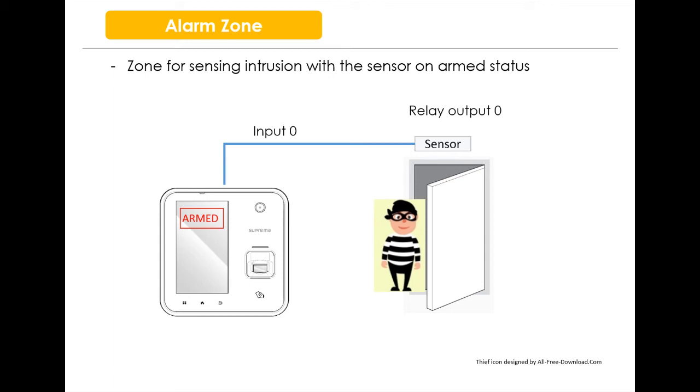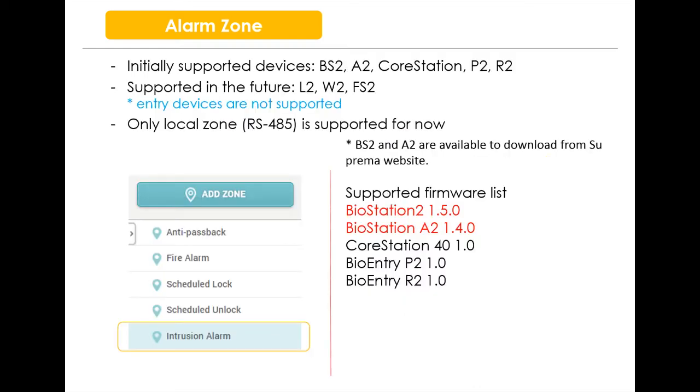A new zone called Intrusion Alarm Zone is introduced with BioStar 2.5. The alarm zone's function is to detect any intrusion during the armed status of the zone. This is basically something you would turn on at the end of the day after closing your office and disarm when you start the day.